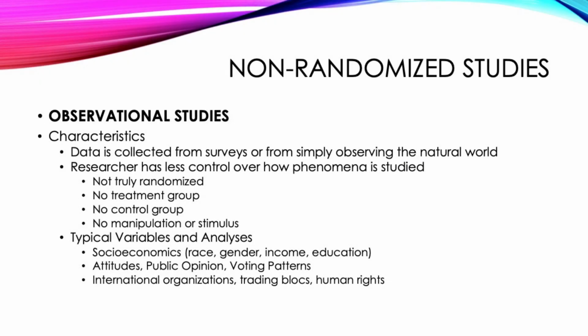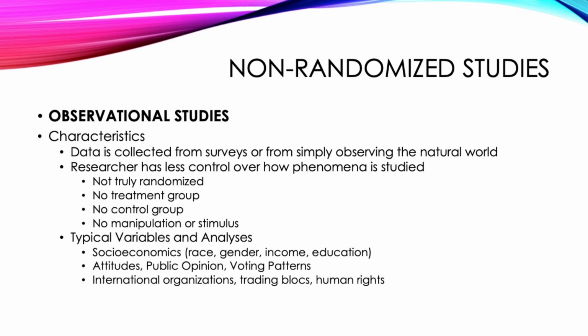The next type of methodological approach that I want to discuss are observational studies. These are non-randomized studies, and this is the type of methodological approach that pretty much, I think, everyone in this class will be following. So data is collected from surveys or by simply observing the natural world. The researcher has less control over how the phenomenon is studied. It's not truly randomized, right? I mean, a lot of you are interested in lots of different examples of how X impacts Y, but you don't have control over deciding which states have X and which states don't have X, right?